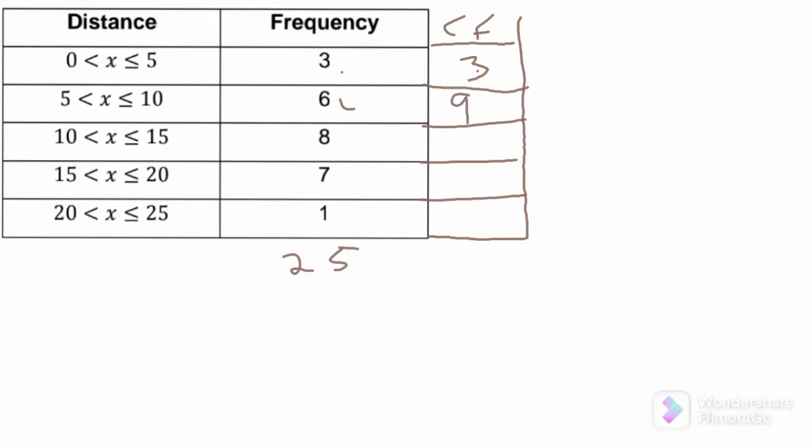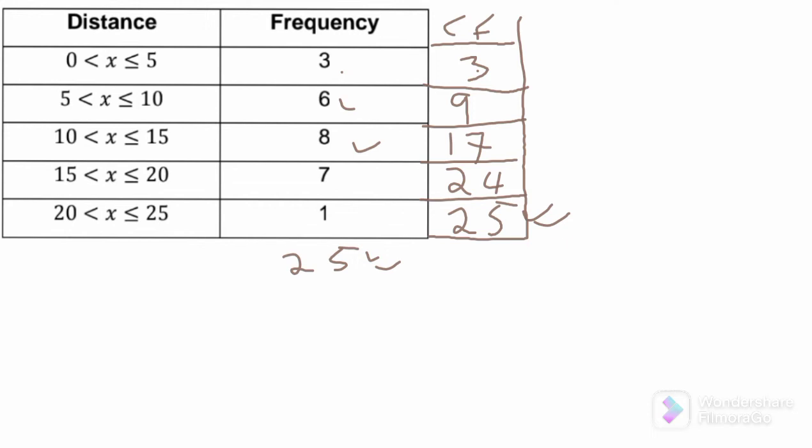And then this 9 over here, we add it with this 8 over here. It's going to give us 17. And then 17 plus 7 is 24. We have 24 here, and 24 plus 1 is 25. Make sure that the number that you get here is the same as this one. If that is not the case, just know you've made a mistake somewhere and try to redo the whole thing again.